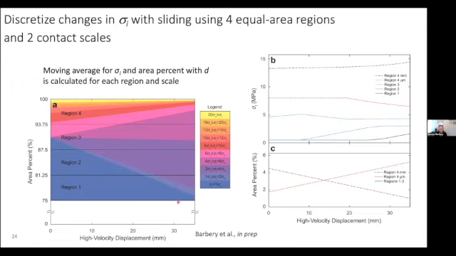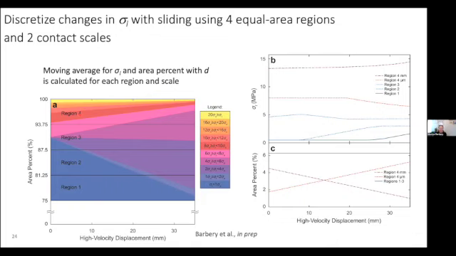And we want to fold this into a flash weakening model, but we're going to make a couple small changes. One, just for computationally easier reasons, we decided to divide the sliding surface into 4 equal area regions. So instead of trying to model all 15 local normal stress ranges that I measured, I'm just going to model these 4 regions. And so then for each region, I can calculate a moving average for stress as a function of displacement. But for this region 4, this region has those high stress contacts.